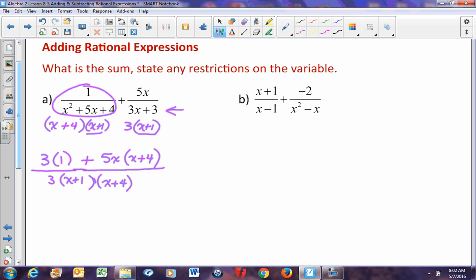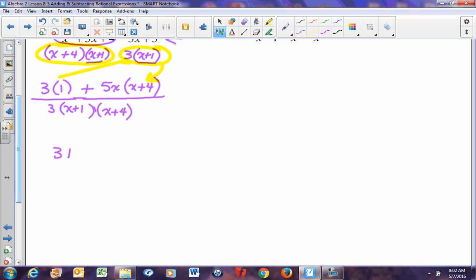If you look at the denominator that you have here, this is my denominator here. It was missing the 3, so I took that 3 and multiplied it by my numerator. This denominator here was missing the x plus 4, so then I had to multiply by that x plus 4. Now we can simplify. So now I'm going to have 3 times 1 is 3. 5x times x plus 4 is 5x squared plus 20x. And that's still all over 3 times x plus 1 times x plus 4.